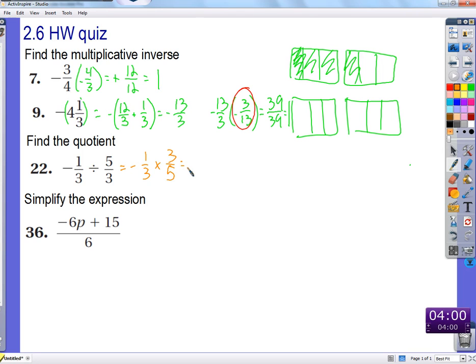Okay, so now we're multiplying together. We multiply by going straight across. But before we do that, if we want to save ourselves a little bit of time, what can we do? Danielle? Cross simplify. Cross cancel, whatever words you like to use. 3 divided by 3 is just 1.